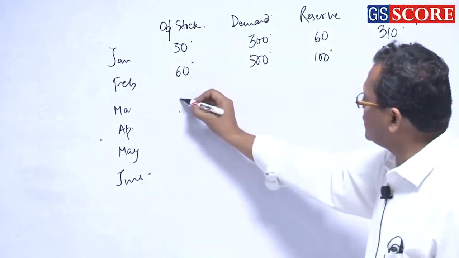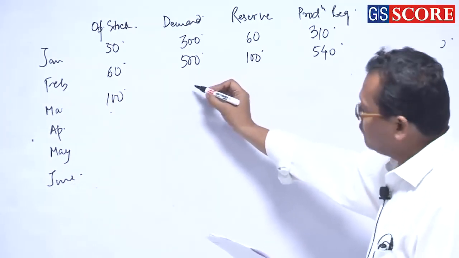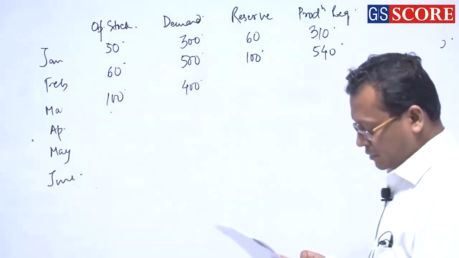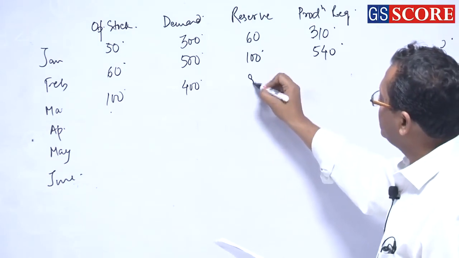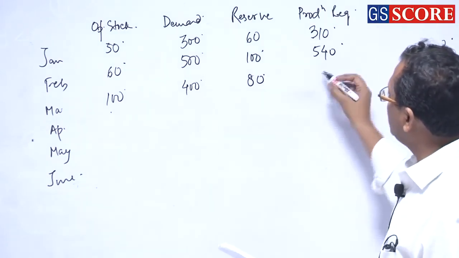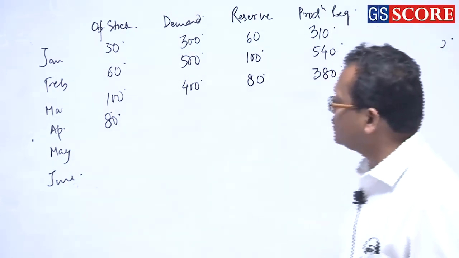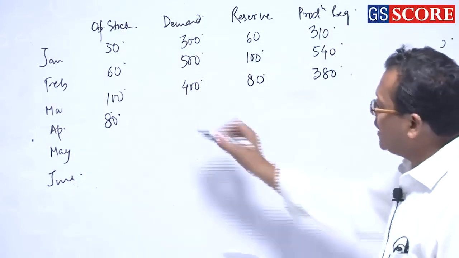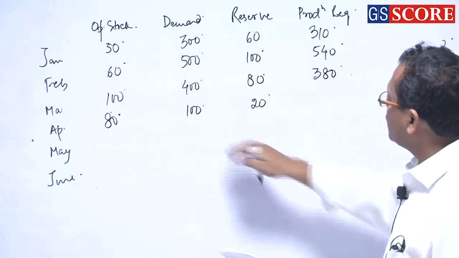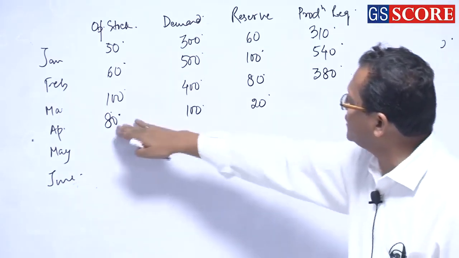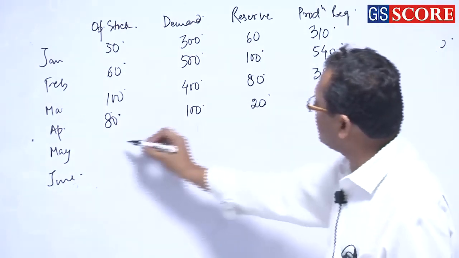March, this is 100. Okay. Then what is given over here? 400. Okay. So 400's 20% is how much? 80. So 480. 480 minus 100 is how much? 380. So 80 becomes the opening stock for April. Let us complete the whole thing. April is how much? 100. 100's 20% is how much? 20. So 100 plus 20, 120 minus 80 is how much? 40. So May becomes, this reserve becomes the opening stock for this one.